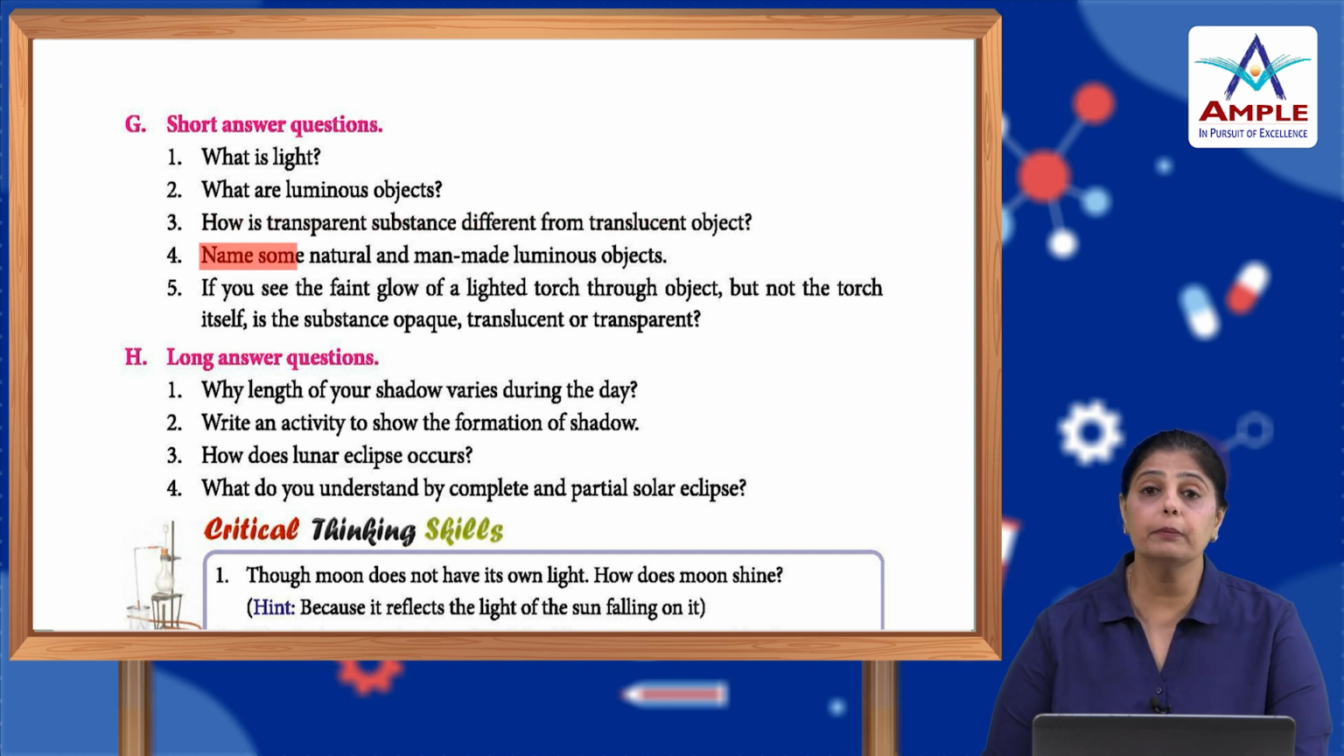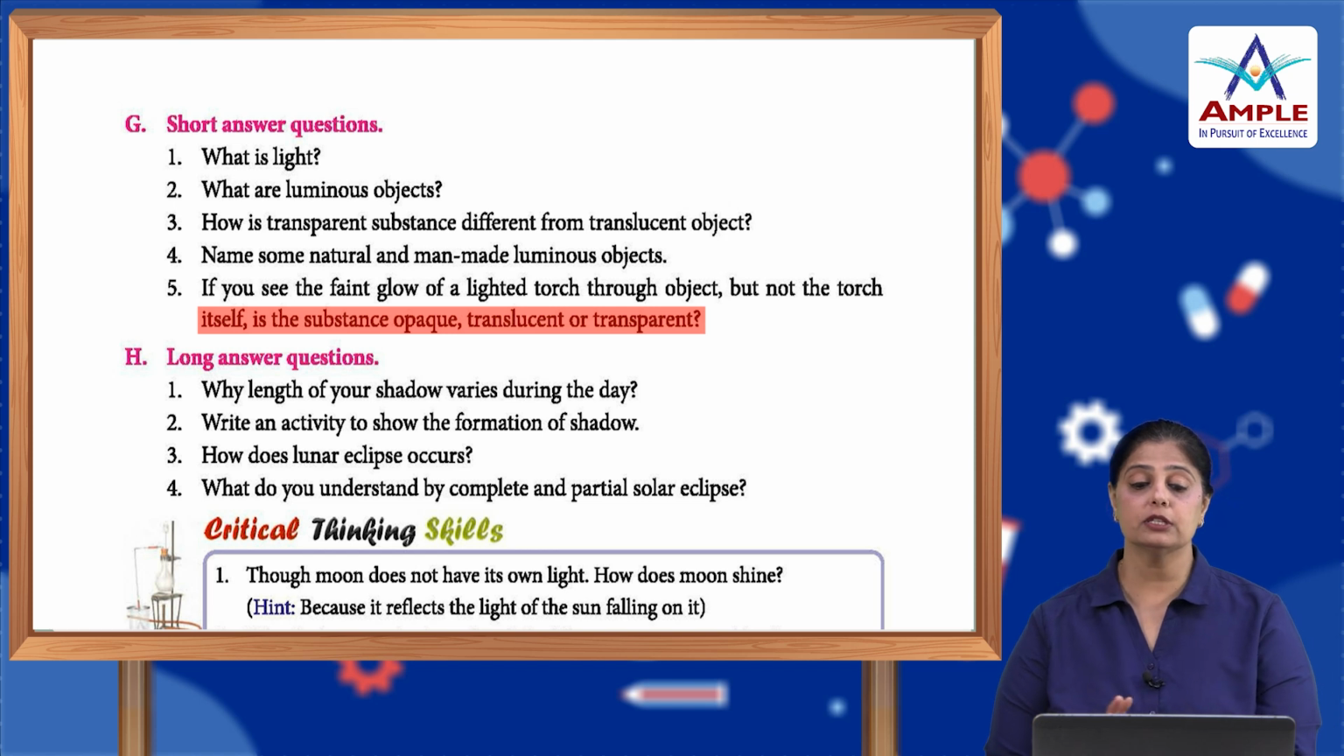Okay, name some natural and man-made luminous objects. Natural, you can say, is firefly, star, sun, and man-made are torch, bulb. Okay. If you see the faint glow of a lighted torch through an object, but not the torch itself, is the substance opaque, translucent or transparent? It is translucent, okay, because you are able to see faint light.